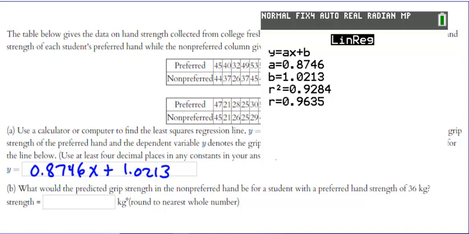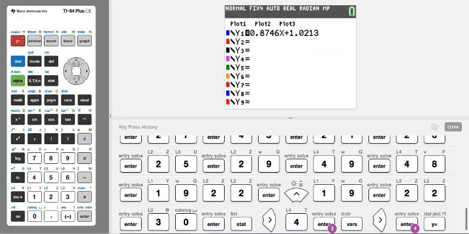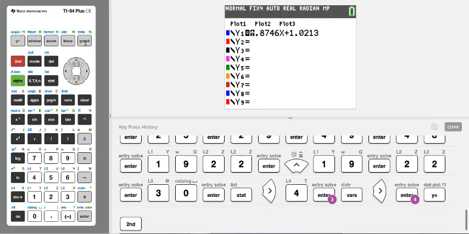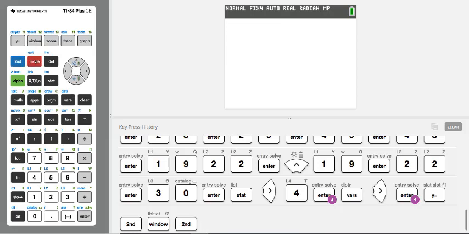What would the predicted grip strength in the non-preferred hand be for a student with a preferred hand strength of 36? So guys, this is an X equals 36, Y equals what? Okay, round to the nearest whole number. So what we're going to do is just put 36 in for X. So we got this in Y1, right? There it is in Y1. So I can go real quick, I can go to table set. Let me show you this. This is pretty cool.